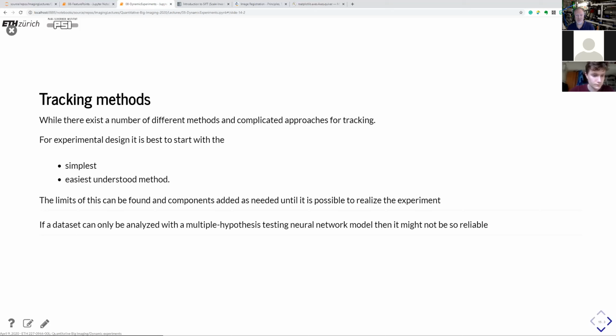Of course, you could add multi-hypothesis testing or neural network models. But if you need to work with that, you have to rethink what you're doing, and maybe it's not so reliable. Maybe it's just a special case that works with it. So you have to be careful. The more complicated tracking methods you need, the more critical you have to be about what you're doing.